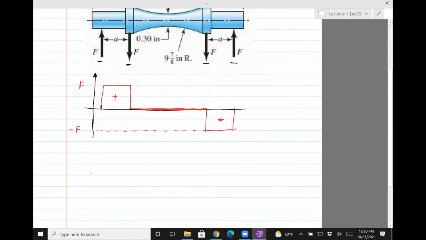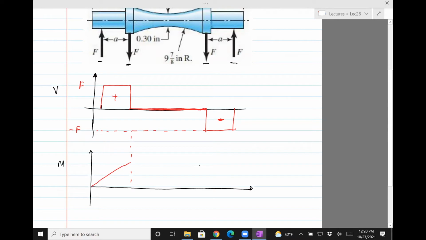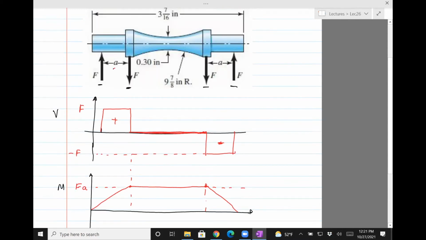What's more interesting is the bending moment diagram. So if you draw the bending moment diagram, this is V, this is M. It will be something like this. It'll be a ramp, and it will ramp down, and it'll actually be a constant in this region. The height of this is F times A, where A is shown here.